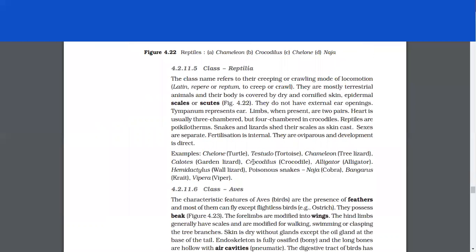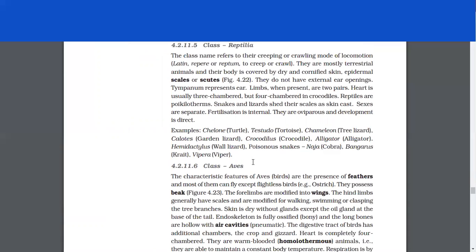Class Reptilia. The class name refers to their creeping or crawling mode of locomotion. They are mostly terrestrial animals and their body is covered by dry and cornified skin, epidermal scales or scutes. They do not have external ear openings. Tympanum represents ear. Limbs, when present, are two pairs.